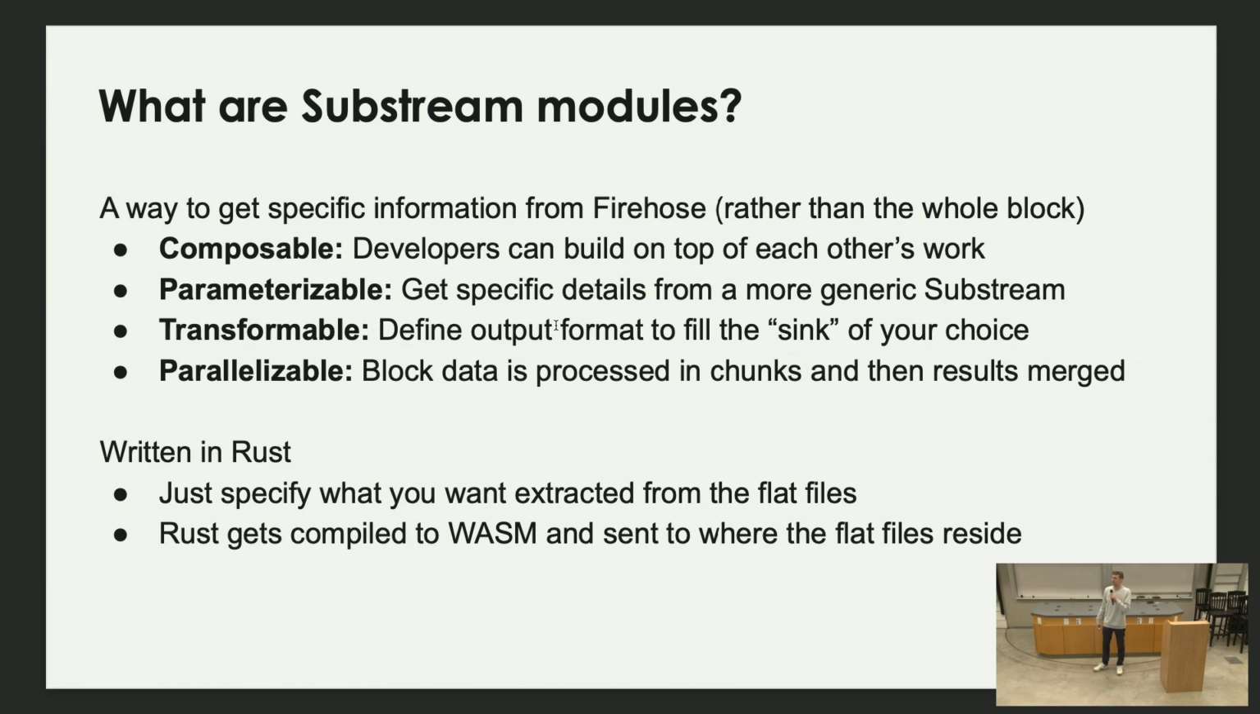If you want to write Substreams, you write it in Rust. The Rust gets compiled to WASM. That WASM then gets sent to a Substreams engine that sits next to the flat files and can efficiently read all that flat file data.